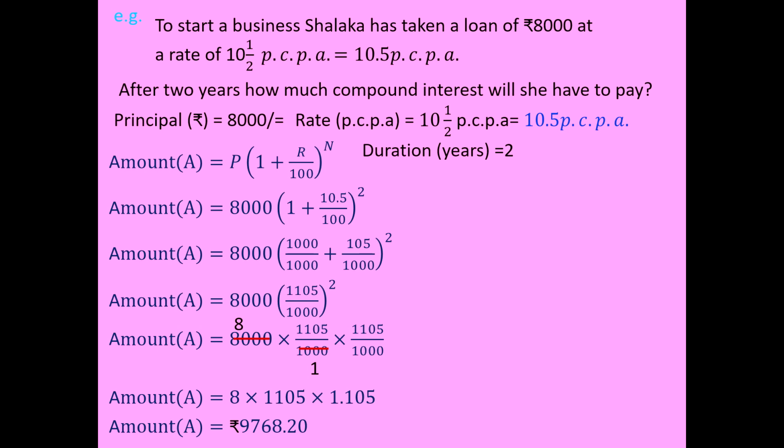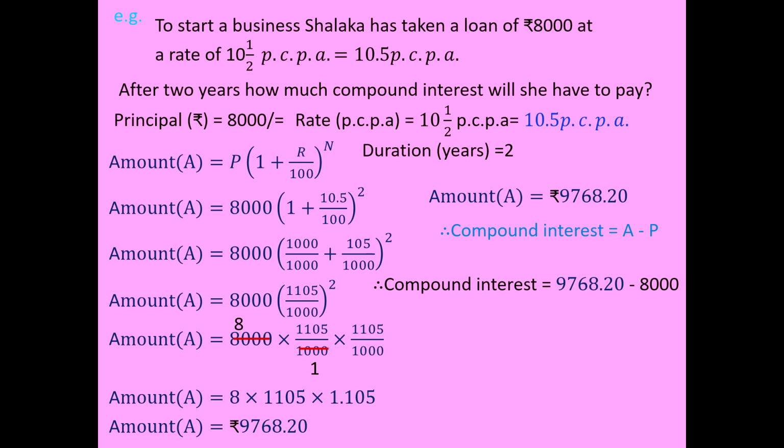This is the amount you have to pay in all, but they have also asked for compound interest, so we'll find that out. So here compound interest equals A minus P, which is 9,768.20 minus 8,000. When I subtract, I get 1,768 rupees and 20 paise, which is read as 1,768.20. So our compound interest has come. So we have got the compound interest that you have to pay as 1,768.20.